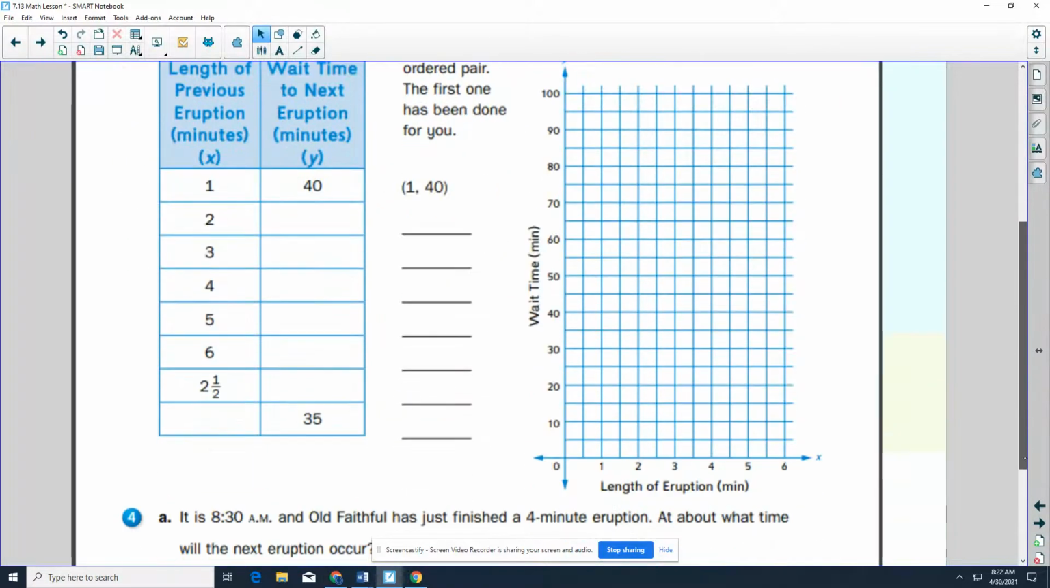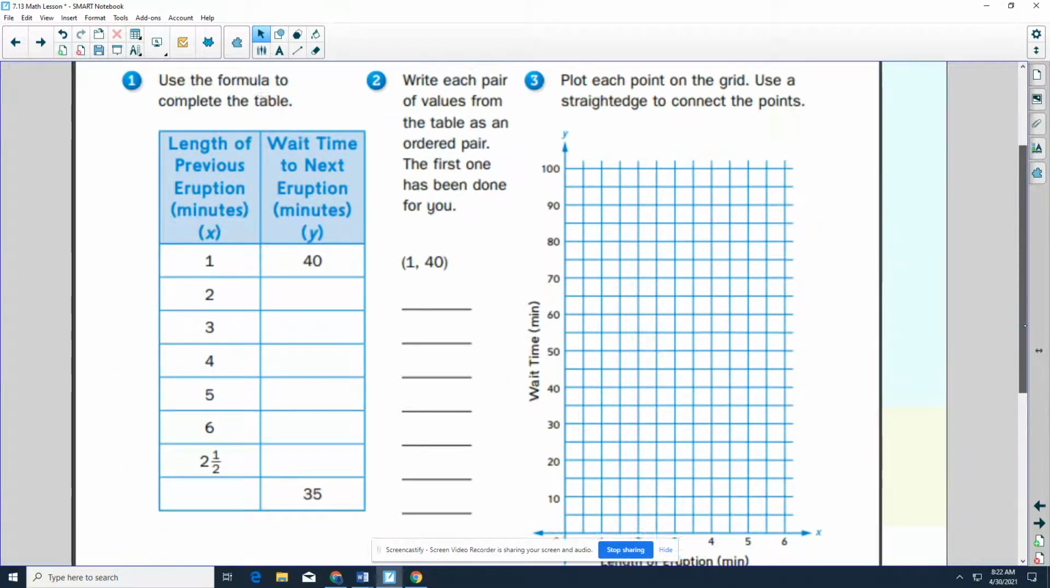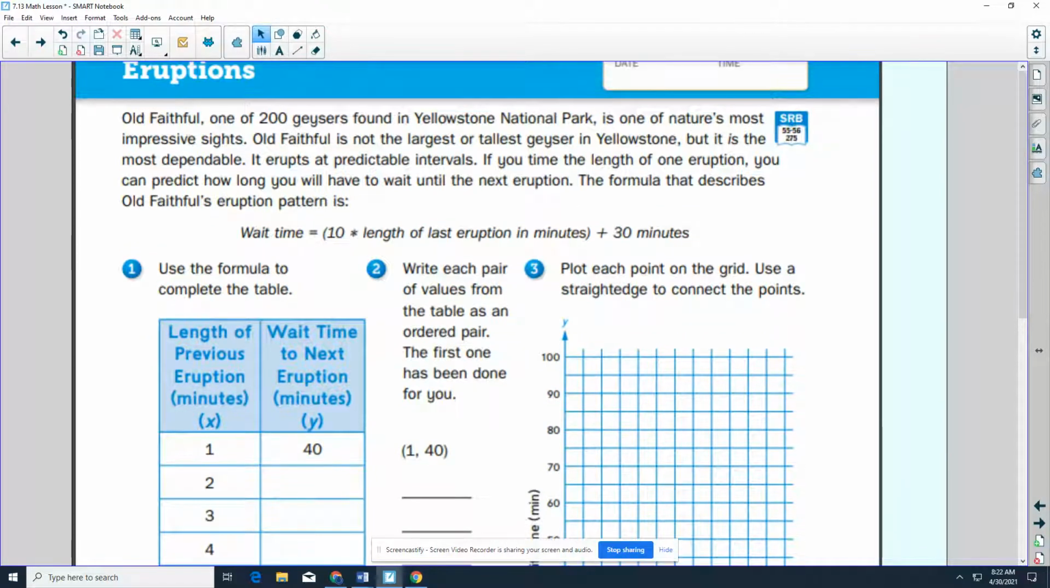Now, go ahead and turn in your math journal to page 272, please. So pause the video and go ahead and turn to 272. Okay, so now you should be on 272, and your page should look like mine.